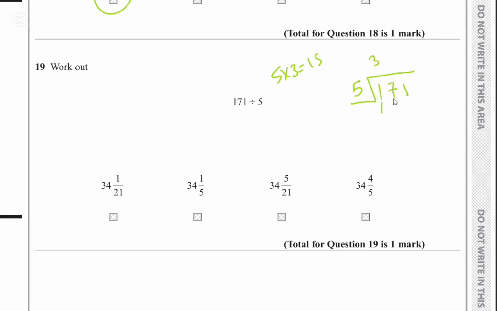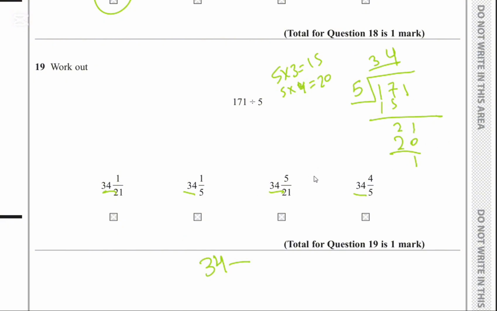3 times 5, which is 15. Subtract that, it's 2 right here and 1. How many 5s can I fit in 21? Well, the closest thing is 5 times 4, which is 20. So I can fit 4 5s. So 4 times 5, which is 20, and then minus that. So now you have the answer, which is 34. The interesting thing here is that you have all 34s, as you can see, right? That's the tricky thing about the 1.